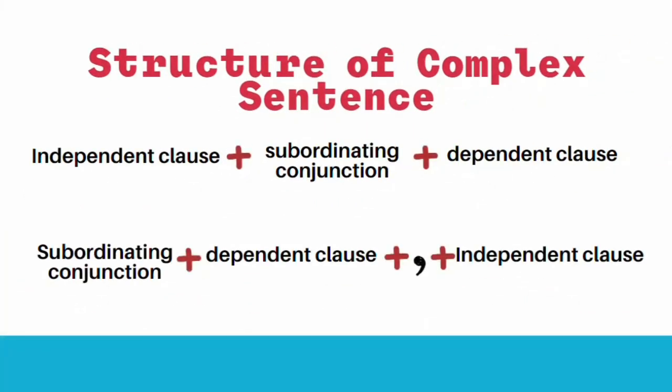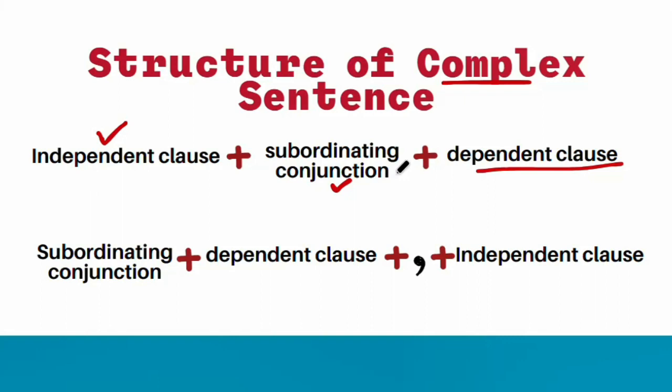Let's see the structure like this. To write a complex sentence, you need an independent clause plus a subordinating conjunction and a dependent clause. Just hold on a little. I'll give you the list of subordinating conjunctions as well in the upcoming slides.